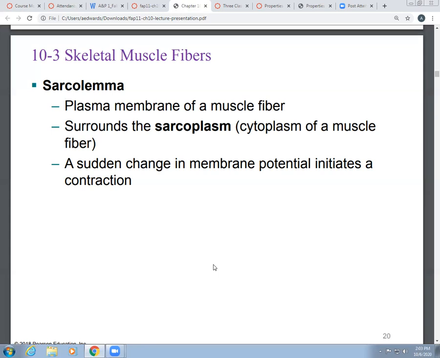So how do we get contractions? It means you change the membrane potential, okay? And again, we haven't studied a lot of that yet. We will. Basically, it's difference in charge between the two sides of your cell membrane, your sarcolemma. Okay?